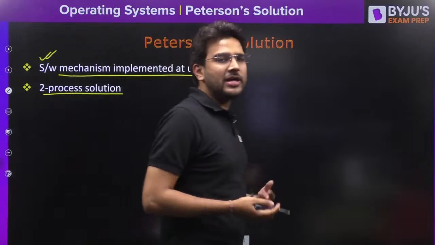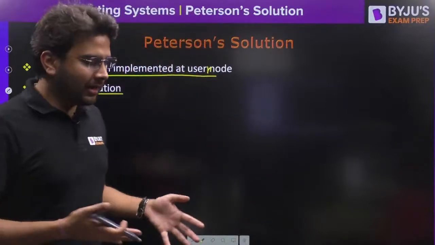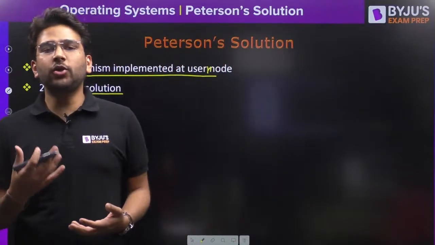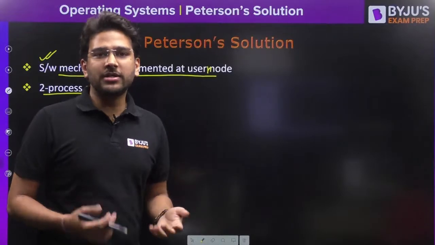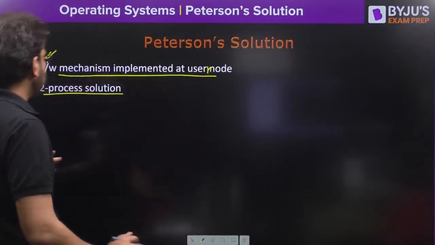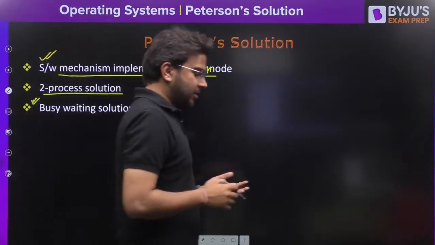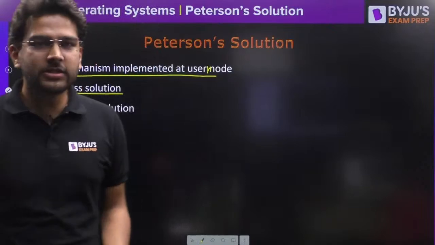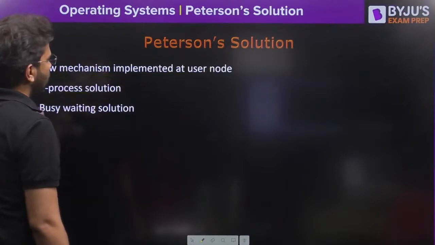So you can consider this as one of the disadvantages, that we cannot use Peterson solution for more than two processes, because in real time we can have multiple processes, right? We can have hundreds of processes running simultaneously or concurrently, and we need to maintain the synchronization between those processes. So it is only applicable for two processes. Clear? Then it is also a busy waiting solution. So it is going to impact the performance of the system because CPU cycles will be wasted. This is also one of the disadvantages. Now let's see the code of Peterson solution.